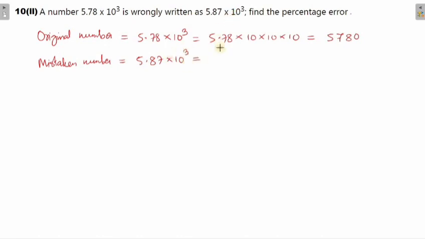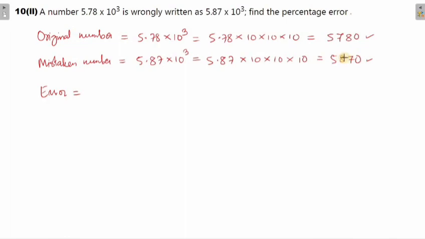Again, if you write it this way, it becomes 10 into 10 into 10, which is 5870, isn't it? Now see, this is the original number and this is the mistaken number, so that means there is some error, isn't it? So let's find what the error is. Which one is bigger?